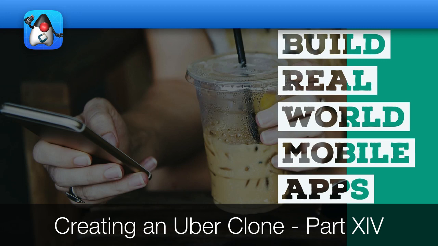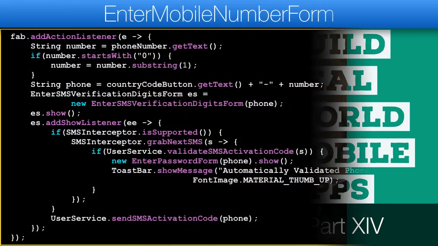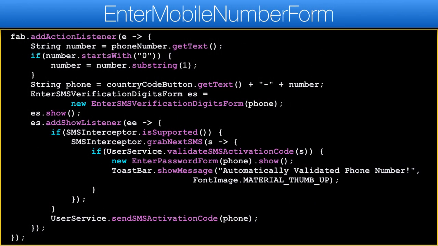The next step is binding this to the UI for a fully working SMS activation process. The SMS activation process is practically done. The first step is in the Enter Mobile Number form, where we need to change the event handling on the floating action button. This code might produce a dialog.